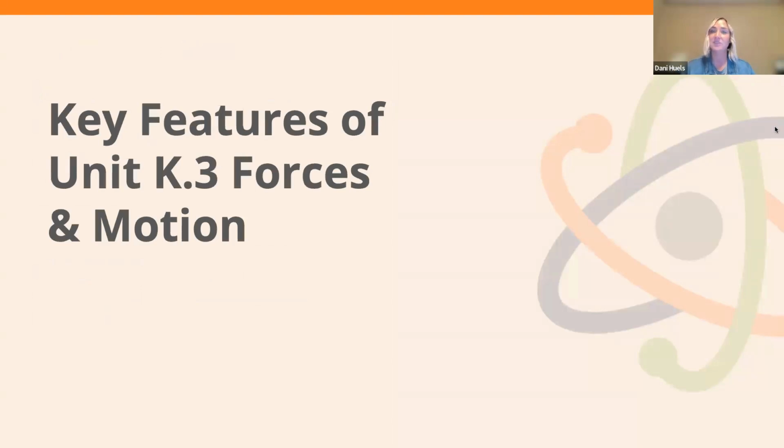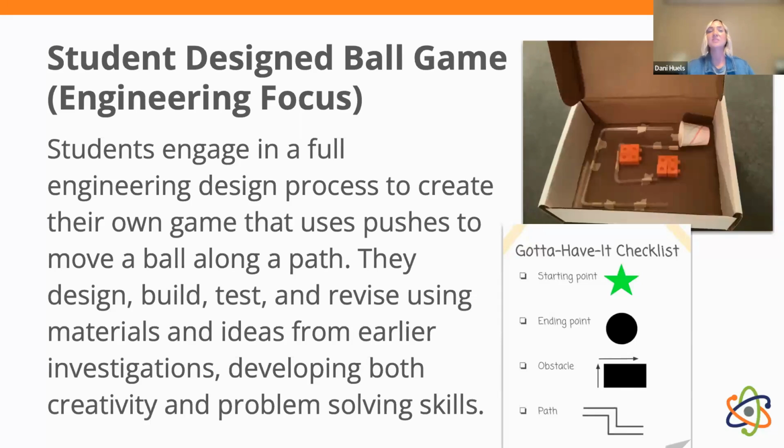So I have a few key features of the unit I'd like to point out as we wrap up the overview. So the first key feature is a student-designed ball game, which is engineering focused while also using science ideas. Students go through a full engineering design process to create their own game that uses pushes to move a ball along a path. They design, build, test, and revise using materials and ideas from earlier investigations, building both creativity and problem-solving skills along the way.